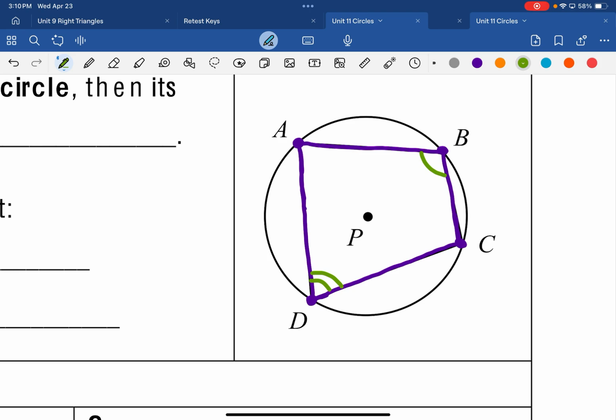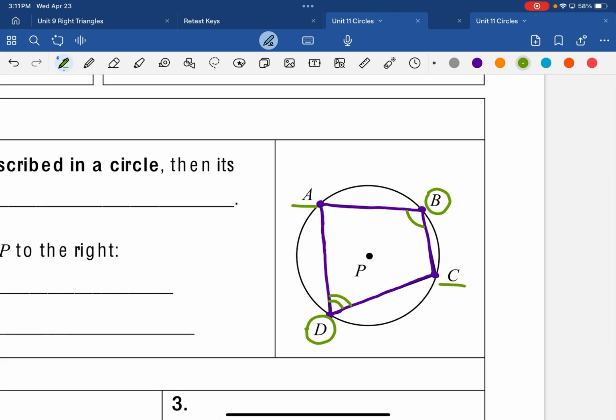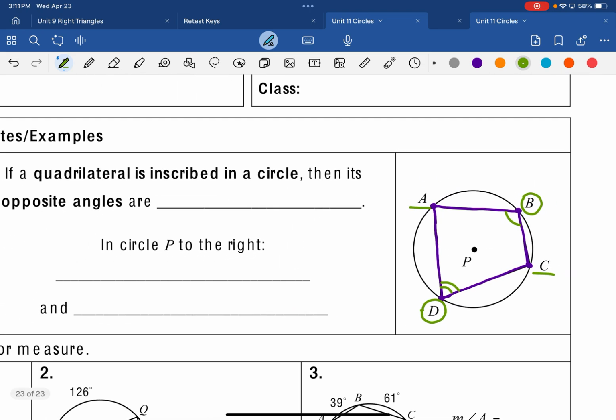No. So the rule that we're going to be looking at is opposite angles. B is opposite of what? D. What is C opposite of? A. Now, they have a relationship that's always true. It's not that they're congruent. What is always true is that they are always going to be supplementary. What does supplementary mean? Add up to 180 degrees.